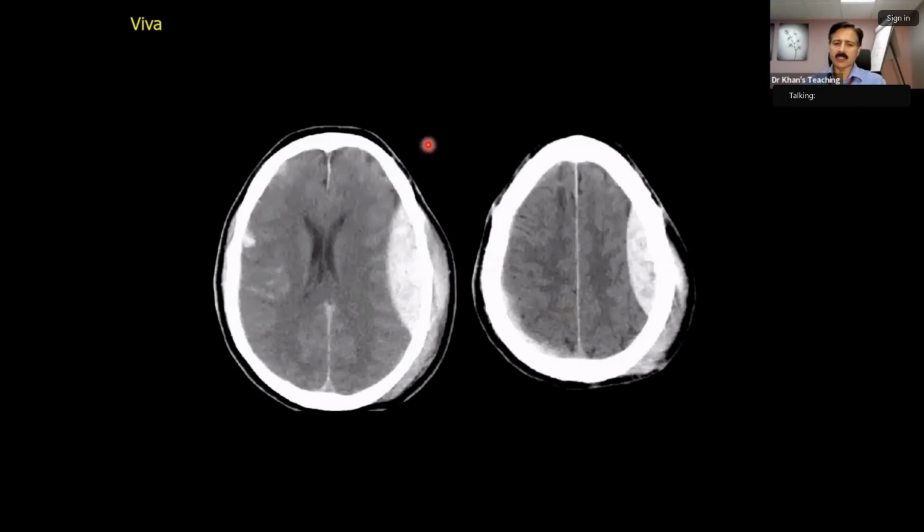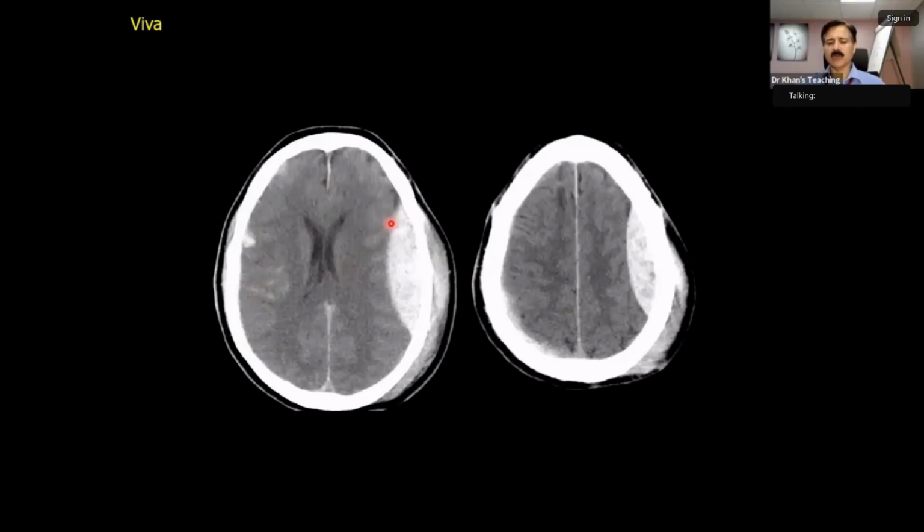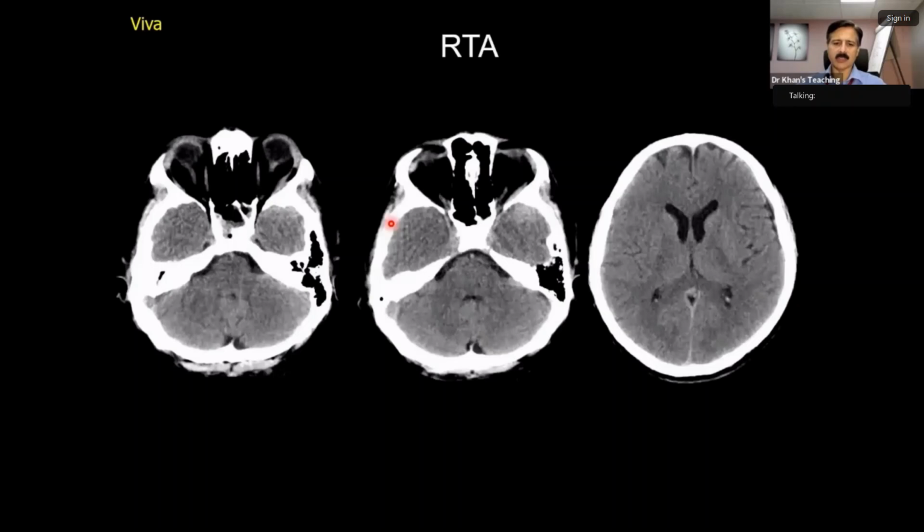Okay, just a very basic case. What is happening here? I want to hear the words. On the left side is an acute extradural hemorrhage. On the right side there is a contusion, and there's also subarachnoid hemorrhage as well. Excellent. So subarachnoid hemorrhage can be traumatic subarachnoid hemorrhage. That was fine. Is there an extradural hematoma in this case?